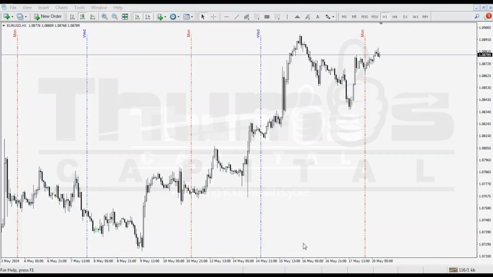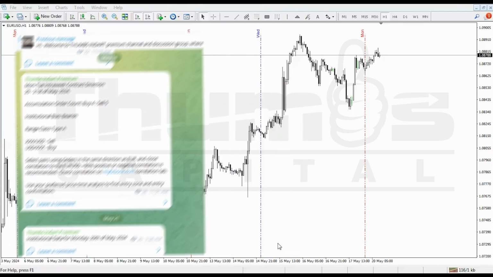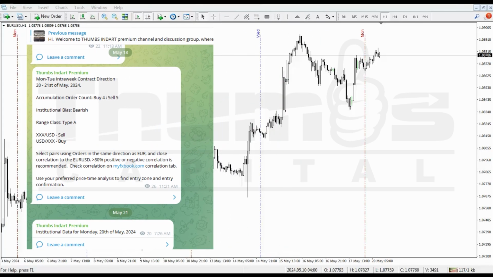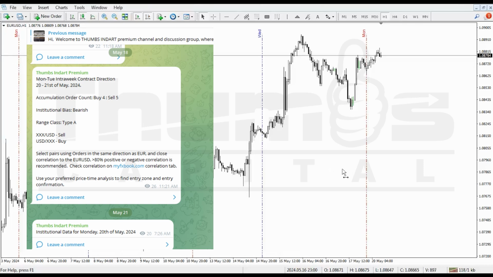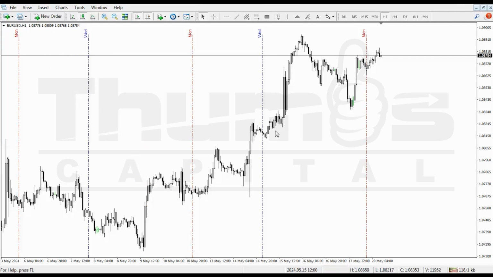The trade was taken based on institutional accumulation for the Monday-Tuesday period, which was 20th to 21st of May 2024. On Saturday the 18th, I analyzed the institutional data from the previous intra-week contract period and discovered that the institutional players were bearish. So I shared it in our data Telegram channel as seen in the screenshots. The link to join that channel is in the description of this video if you're interested.